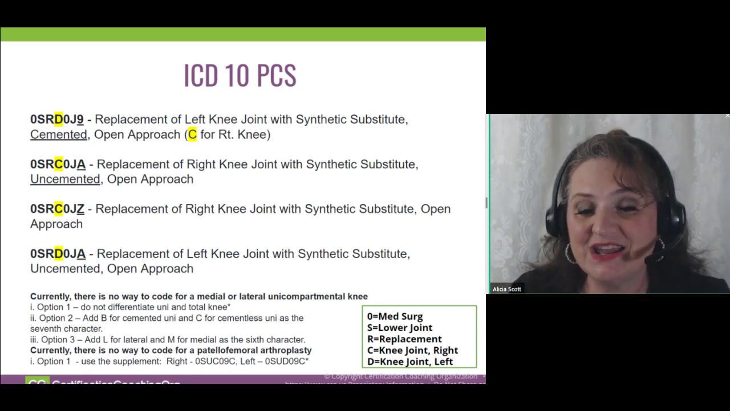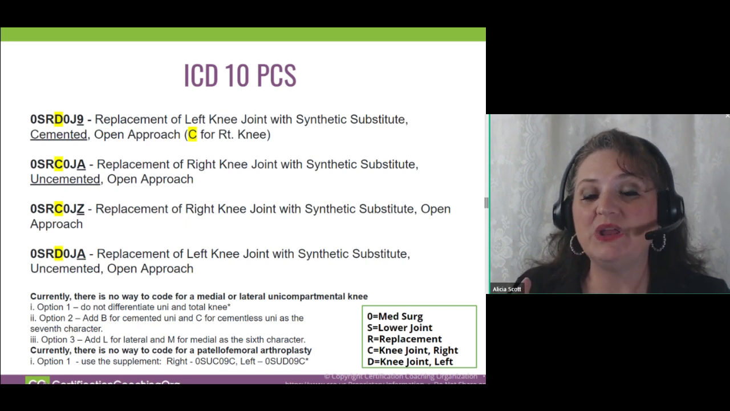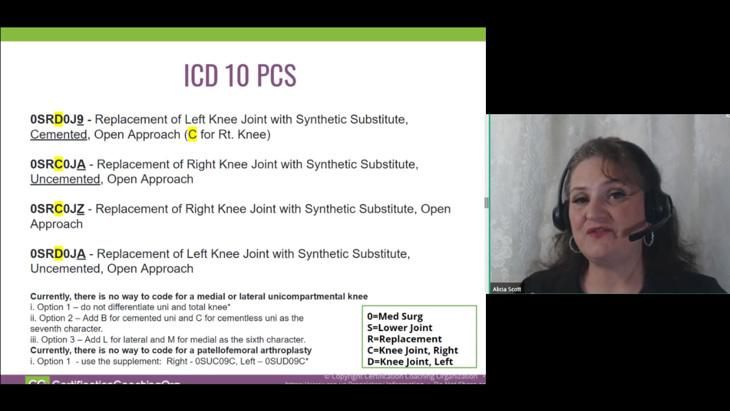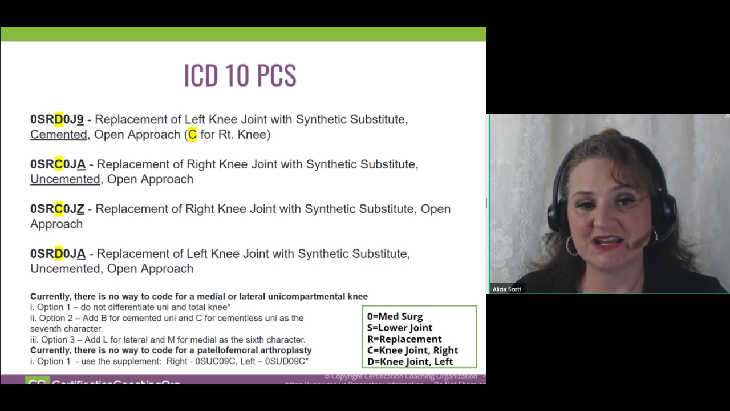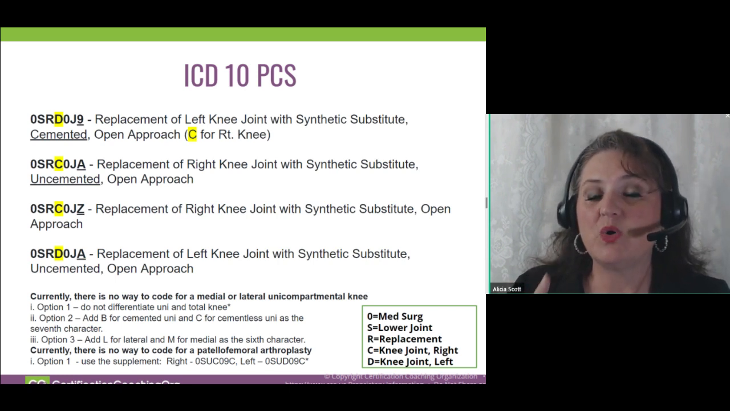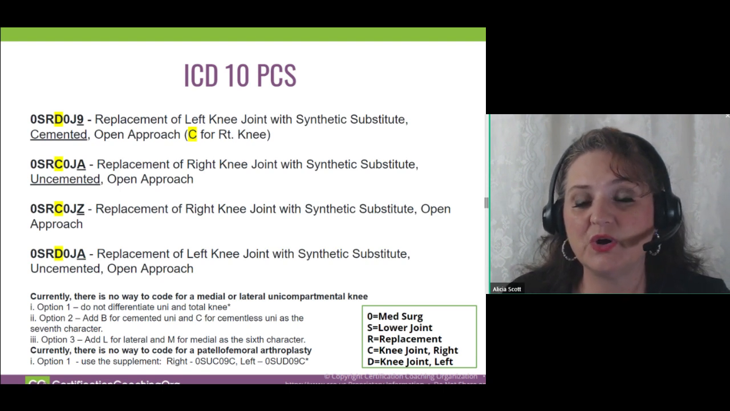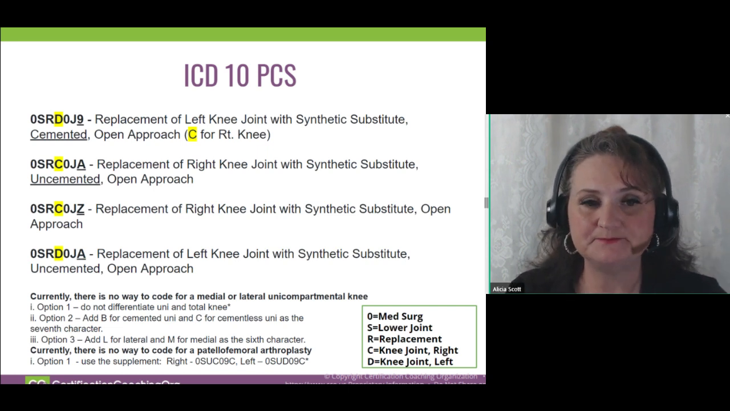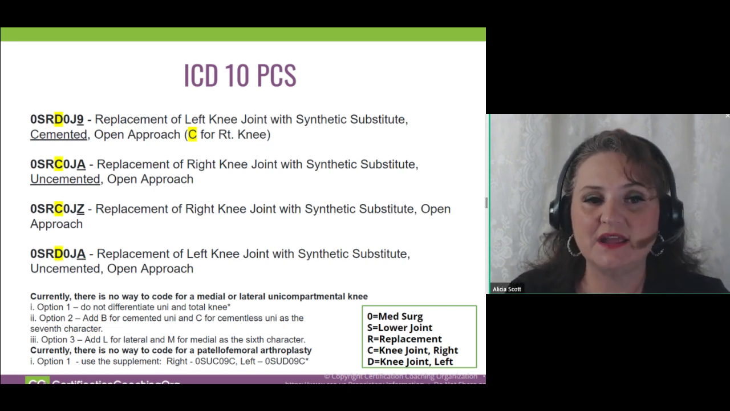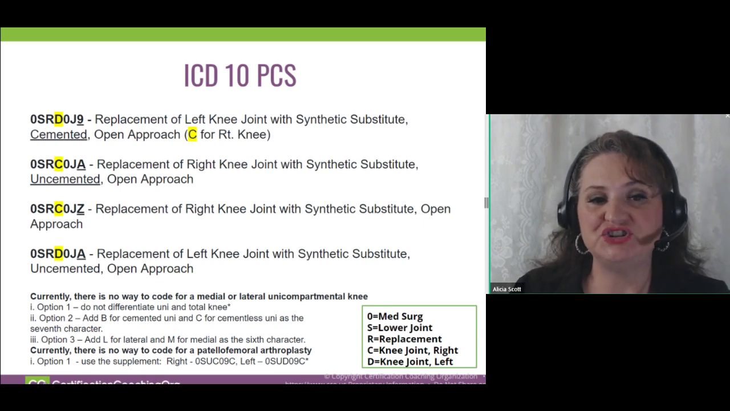So then notice that we need to find out, are we doing the right or the left joint? Because if it's the right, it's a C. If it's the left, it's a D in the next field. What if you're doing both? Well, there isn't a bilateral code here. You're going to list both codes. That's how PCS works.